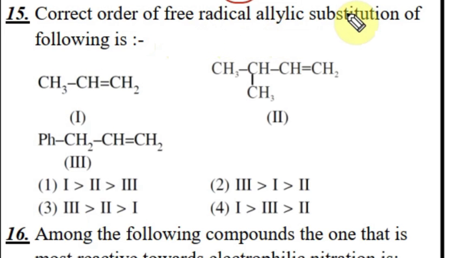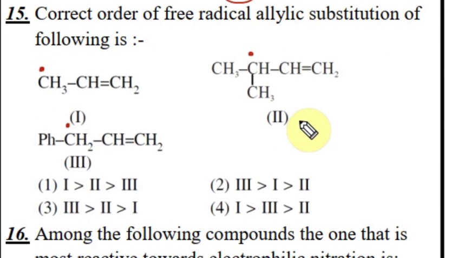Correct order of free radical allylic substitution. Allylic substitution means alpha position. Okay, இதுக்கு alpha position இங்க free radical வரப்போகுது. Just put a dot here. Free radical வந்ததுனா எங்கெல்லாம் வரும் அப்படின்னு. Okay, these are the free radicals going to be formed.